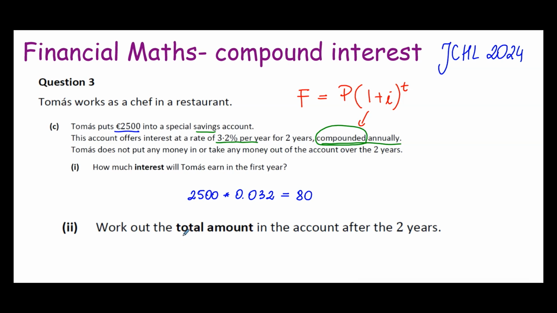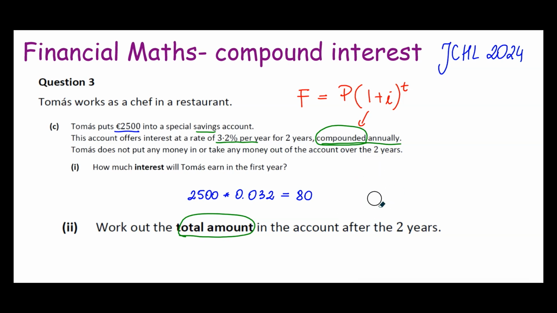Now, pay attention to the stuff that is in bold, right? They are not saying work out the total interest. They are saying total amount in the account. So we will be thinking, okay, in the first year he got 80 euros, so he has 2,580. In the second year again, he got 80 euro, so that means he has that much money at 2 years. However, that's not correct. Why? Because of that compounded annually.